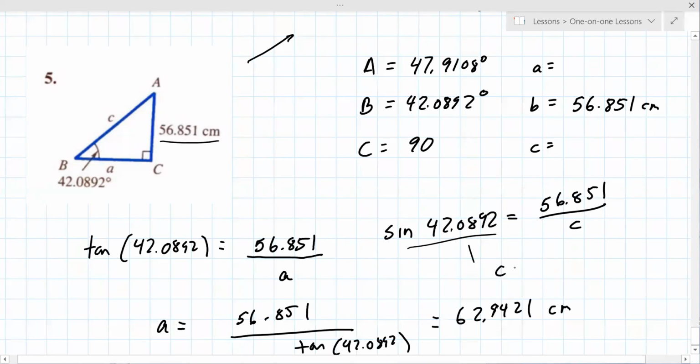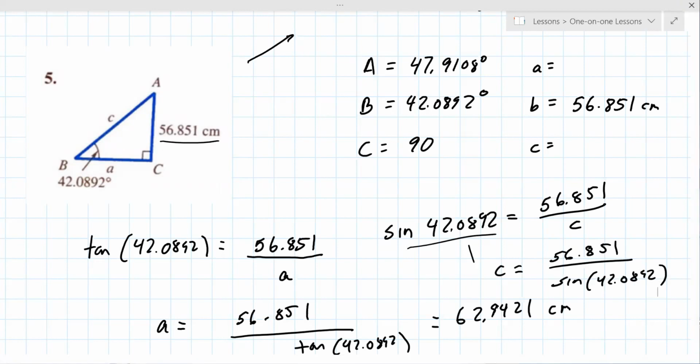So c is 56.851 over sine 42.0892. Let's get that number. Get my calculator going. 84. So C is 84.816. And this one is 62.9421.